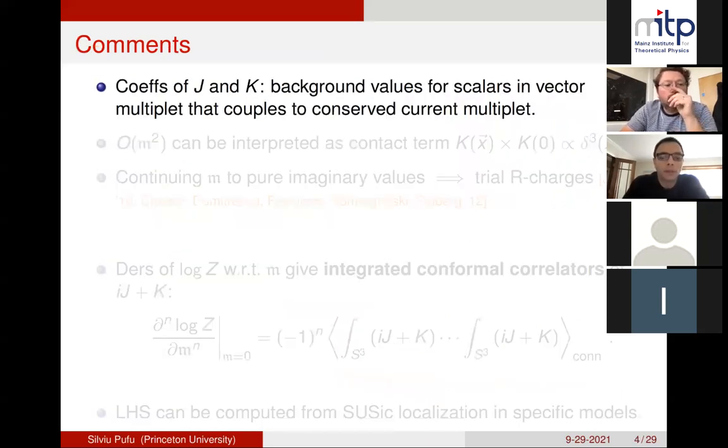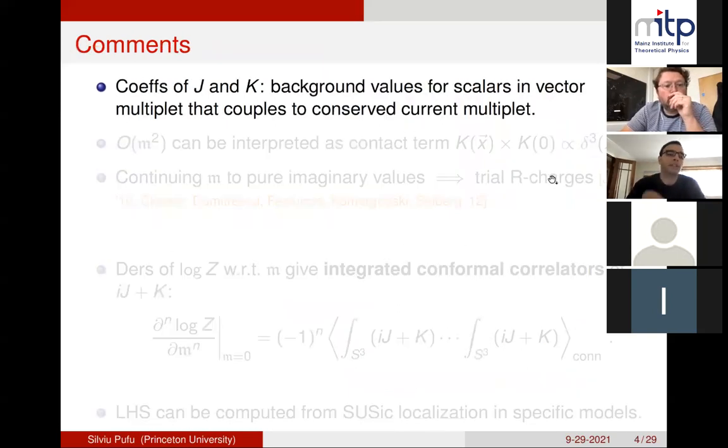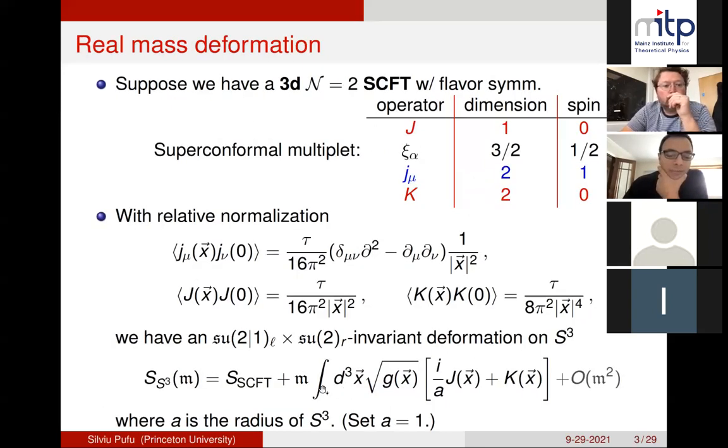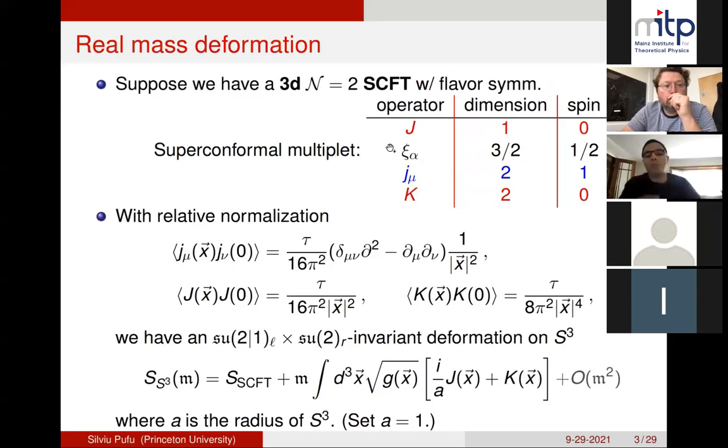Okay. So a few comments about this construction: the coefficients of these scalar operators J and K that are proportional to the real mass parameter M are background values for scalars in a vector multiplet that couples to the conserved current multiplet. So we can take this conserved current multiplet, couple it in a superconformal way to a vector multiplet, the gauge field, which also has a couple of scalars, and then set the gauge field to 0, and give the scalars expectation values that are proportional to M in a way that preserves supersymmetry. And then one also obtains this expression.